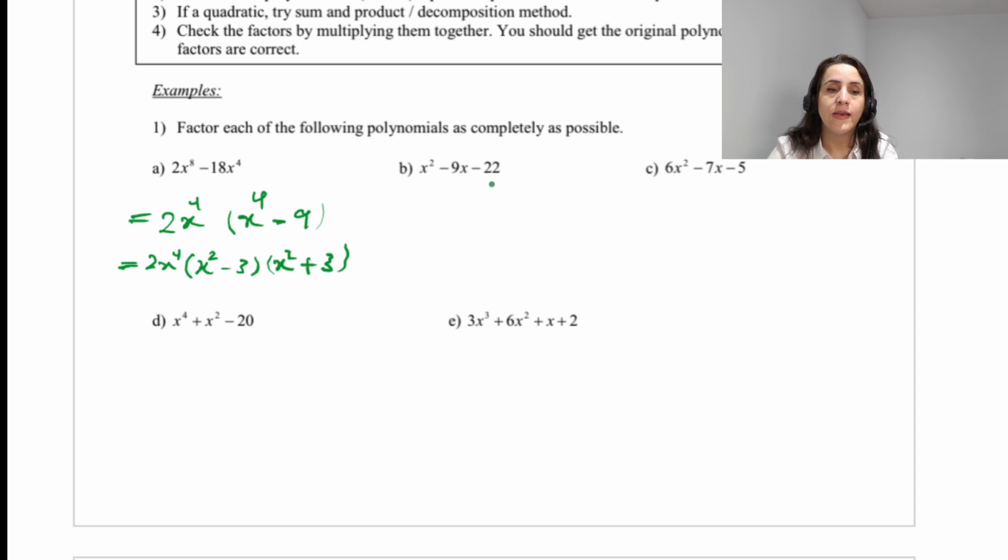And as you see, there is no common factor that I can do. Then I have to use sum and product. I gave you a hint, it is your turn. Go ahead. Let's see if you can do this question.